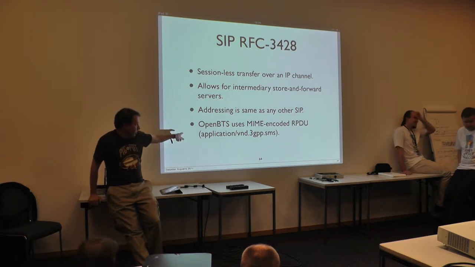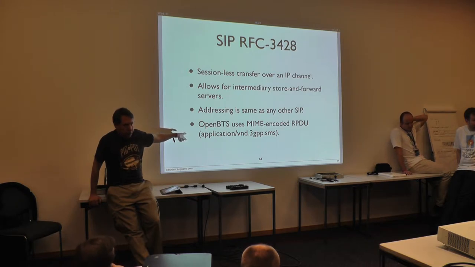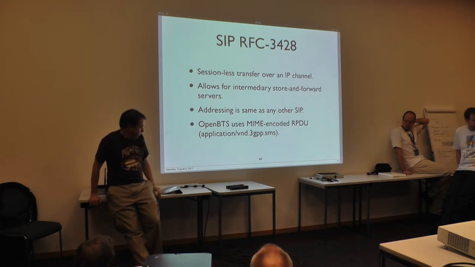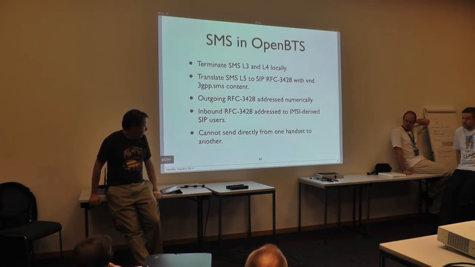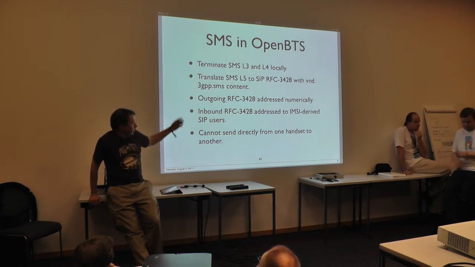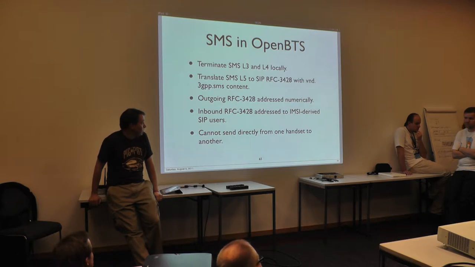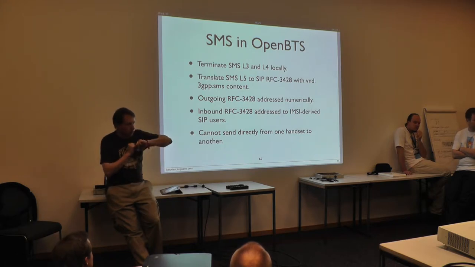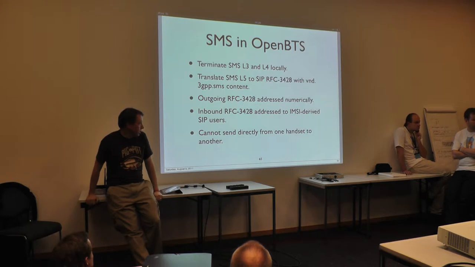So OpenBTS normally uses a MIME encoded RPDU. RPDU is the layer 5 representation of the text message. It's in the short message service center. And according to this MIME type, it's just a hex string that encodes the RPDU. So in OpenBTS, layers 3 and 4 terminate locally. Layer 5 goes out over the SIP message. Outgoing stuff is addressed numerically, so text messaging coming out of OpenBTS is addressed numerically to ISDN addresses. Text messages coming into OpenBTS are addressed to IMSIs, because OpenBTS really doesn't know anything about phone numbers. All that information exists externally.